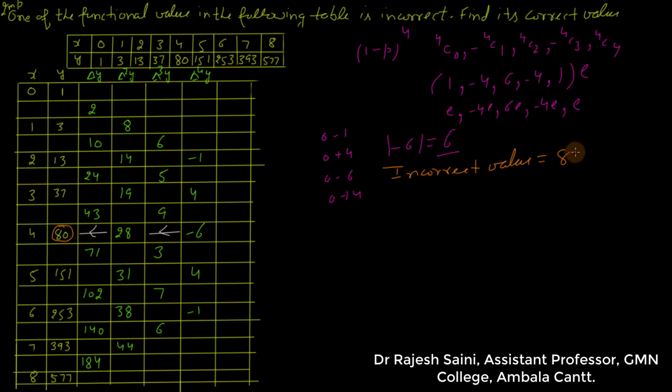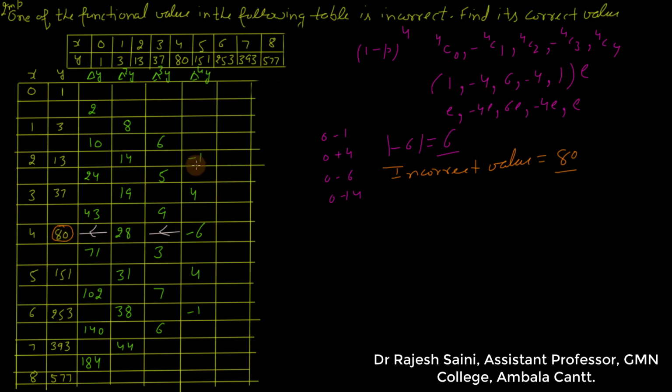is 80. So the first job we have completed successfully, that we have located the incorrect value in the given table, and that incorrect value is 80, which is creating the trouble. So the first thing we have done is located the incorrect value, and that incorrect value is 80. Now we will try to correct it. The second job is to correct it.